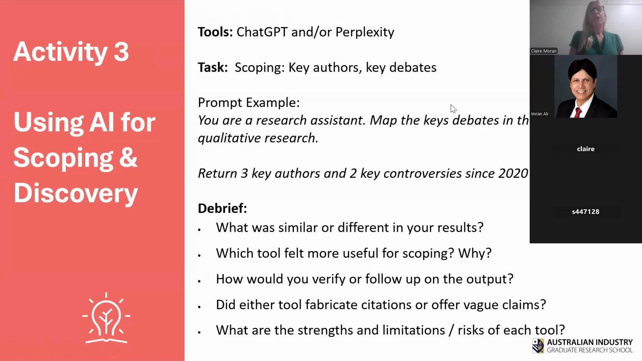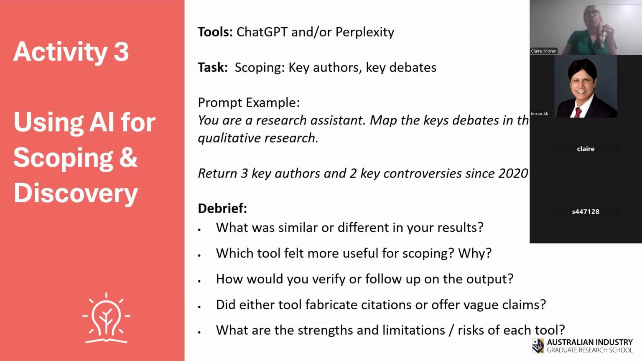So we're going to use ChatGPT and Perplexity. Okay, so the task is scoping, so looking at key authors or key debates. The prompt says: you are a research assistant, map the key debates in the use of AI in qualitative research. Now, we can see our prompt is not great, first of all. So we'll come back to that in a moment. The task is basically we're going to be asking ChatGPT or Perplexity to return 3 key authors and 2 key controversies since 2020. Okay, so we're clear on what we wanted to give us.